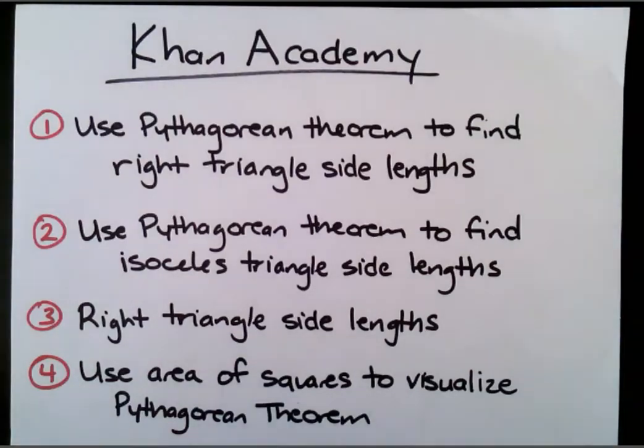After this video, you should be able to complete these 4 assignments in Khan Academy. Use the Pythagorean theorem to find right triangle side lengths. Use the Pythagorean theorem to find isosceles triangle side lengths, right triangle side lengths, and use area of squares to visualize the Pythagorean theorem. This is a very, very important topic for your future mathematics classes.